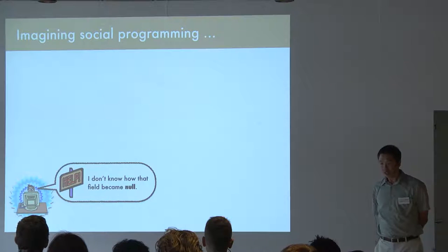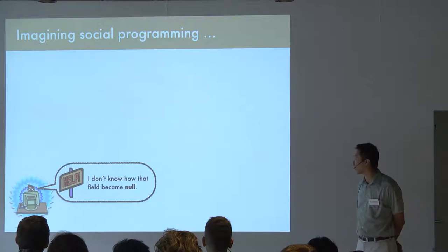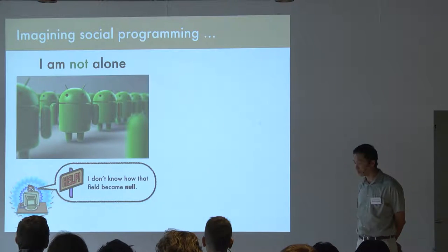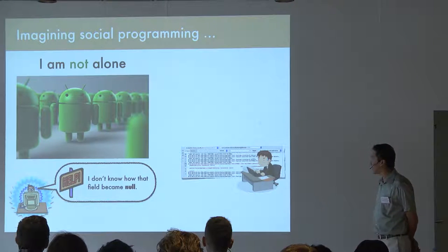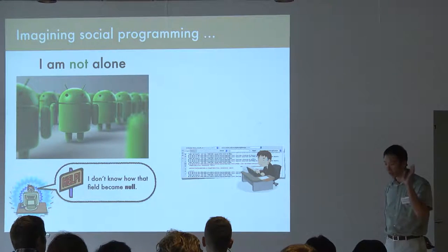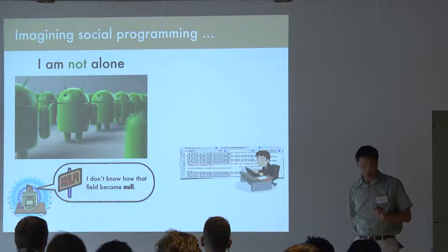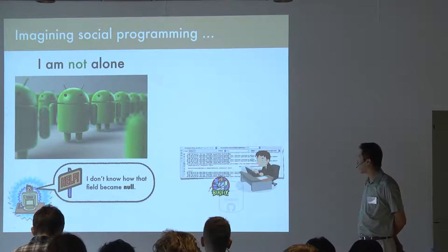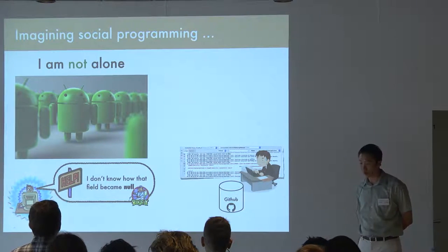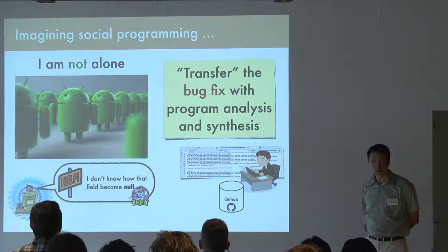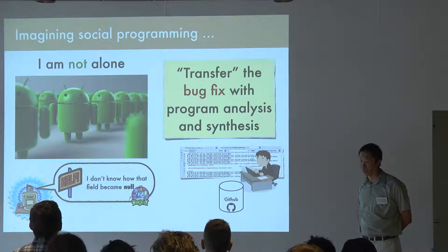Okay, sorry. So we are also imagining a world in this situation where, I don't know how that field became null, and I'm not alone as an Android developer, as we just saw. Maybe someone else has encountered the same issue and for whatever reason has gone through their log messages and the sweats. Maybe their boss said, you have to fix this bug. And so that person has figured out a bug fix. Maybe it gets committed to a public source code repository, and maybe we can then leverage that. So we have a project looking at how we transfer a bug fix using analysis and synthesis.